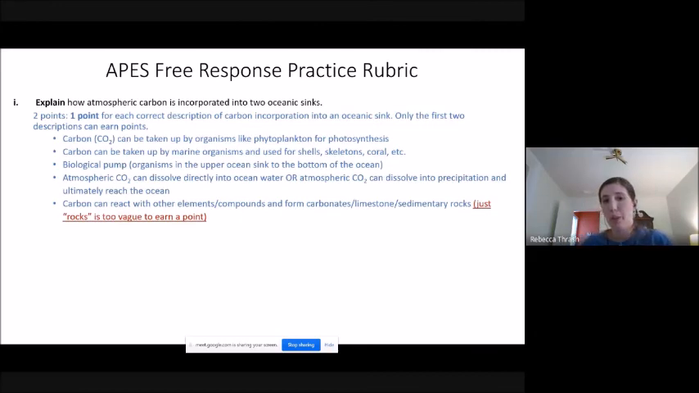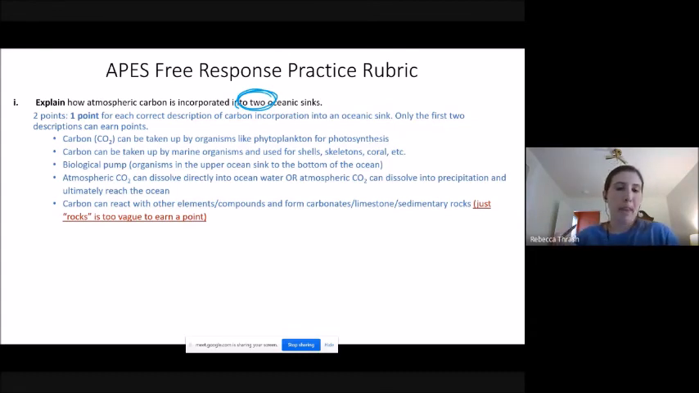You got 2 points for this. 1 point for describing how carbon is incorporated into the sink, and you only had the first 2 that you wrote about be able to be graded. So you got to be also pretty, save your space. Only talk about the ones they want you to do, which is 2 here.